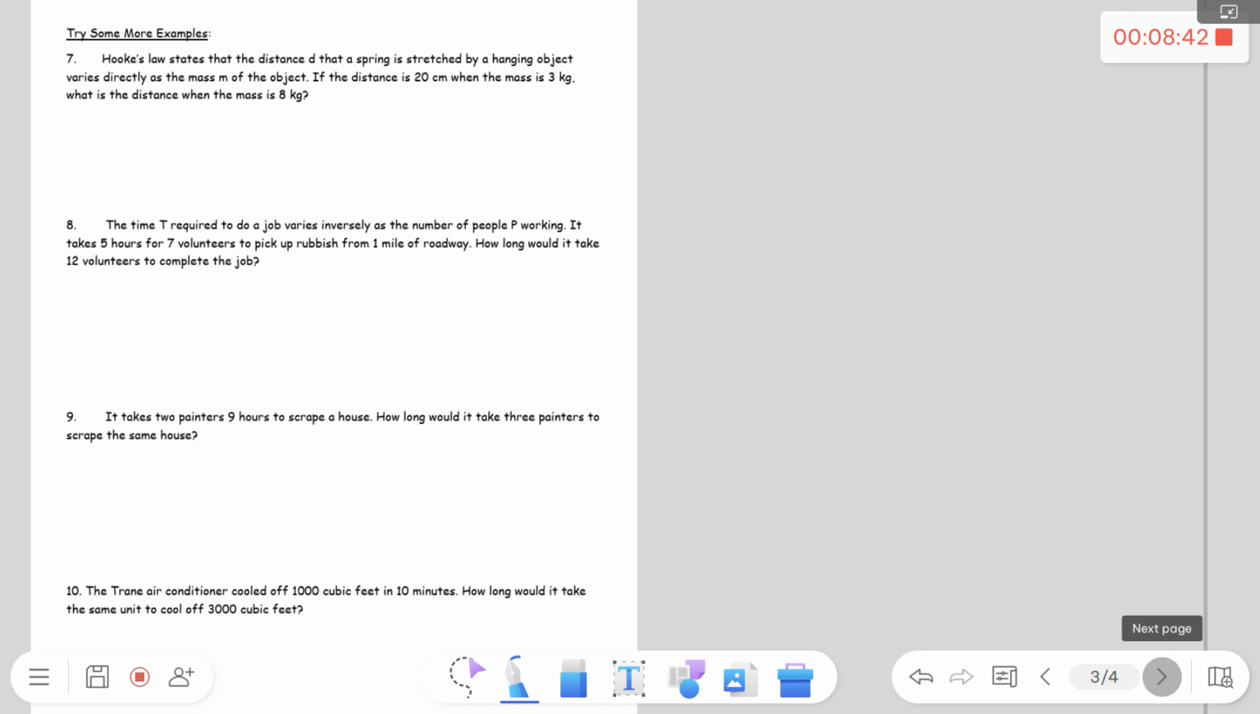If you look at it, obviously if it takes 2 painters 9 hours to scrape a house, how long would 3 painters take? Well, it better not take longer. In this case, it'll take 6 hours. If you have 2 people working and then 3 people working, all actually working, they should do more. All right, ladies and gentlemen, like I said, I wanted to keep this short.